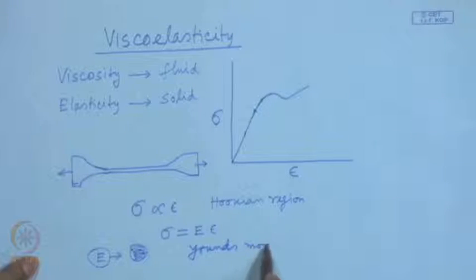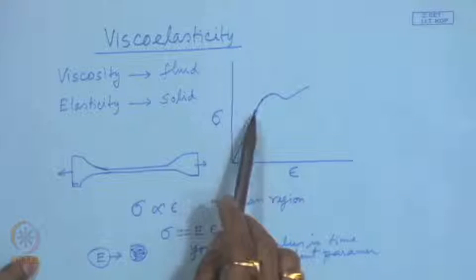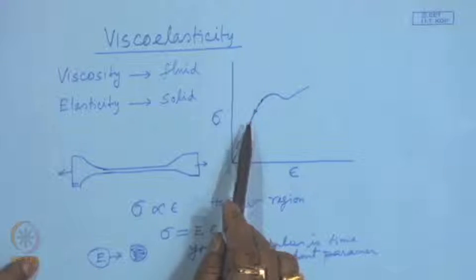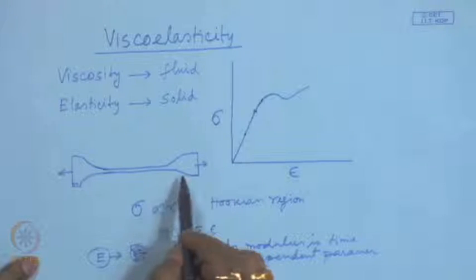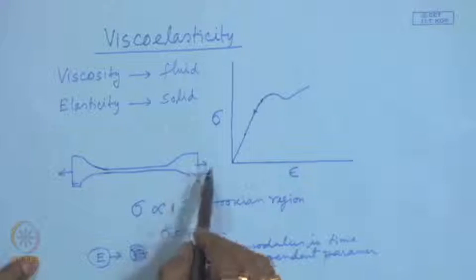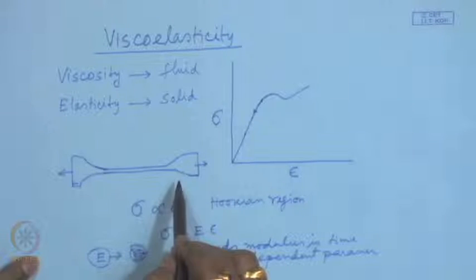Young's modulus is a time independent parameter. On release of the stress, the specimen reverts back to its original dimension without any permanent change in its dimension and shape.